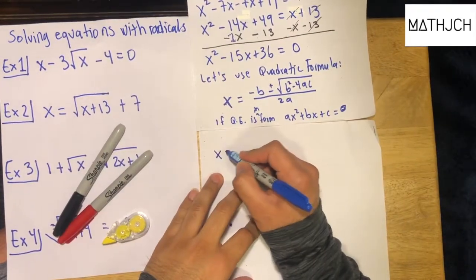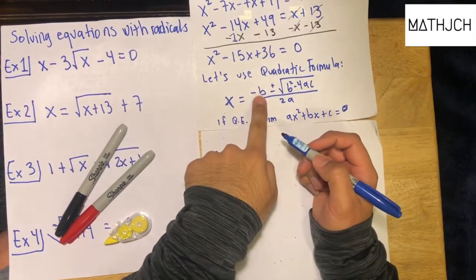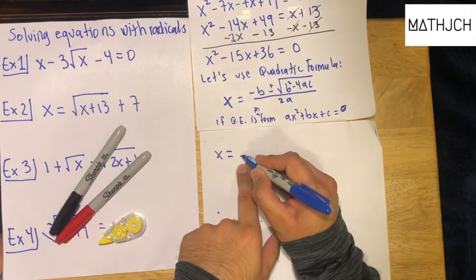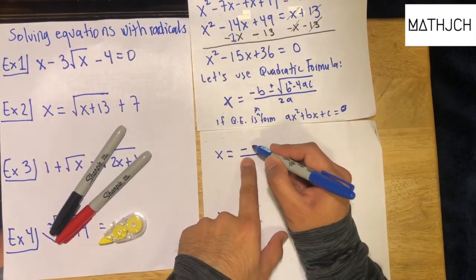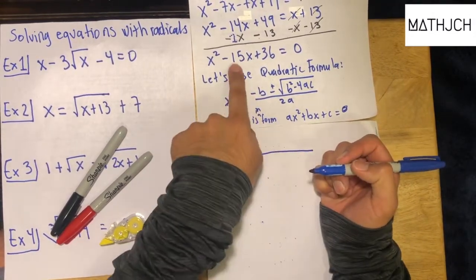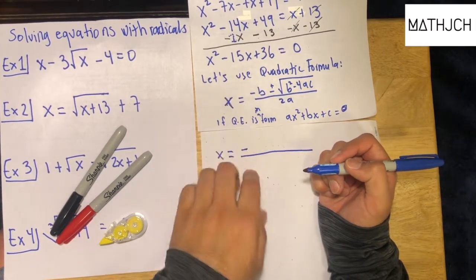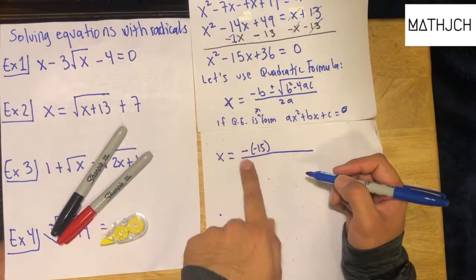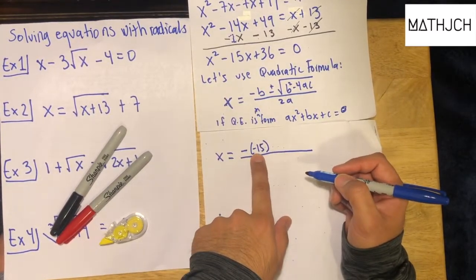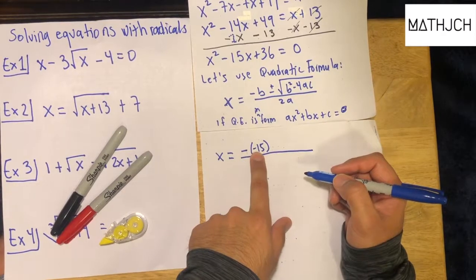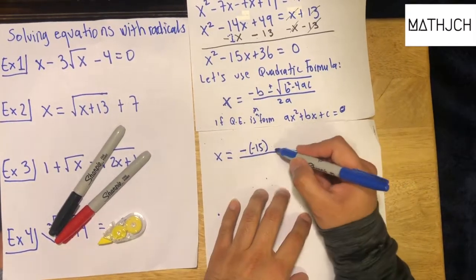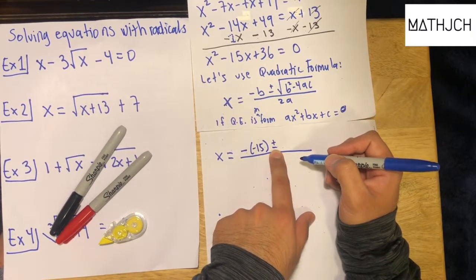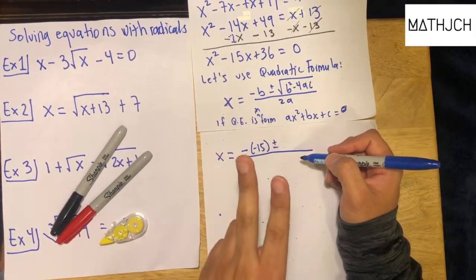So we're gonna have x equals minus b. Remember, this negative is part of the formula, so we have to write it. Minus, but b, notice in this case b is negative 15, right? So we have to add a parenthesis because it's negative. Negative times negative becomes positive. Plus or minus, this plus or minus is what is going to give us the two solutions that we want.